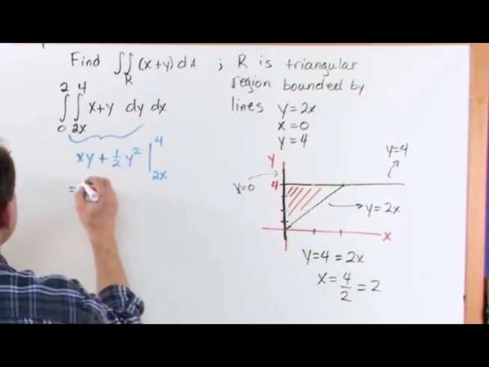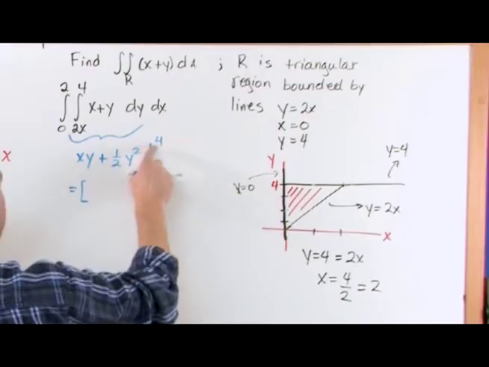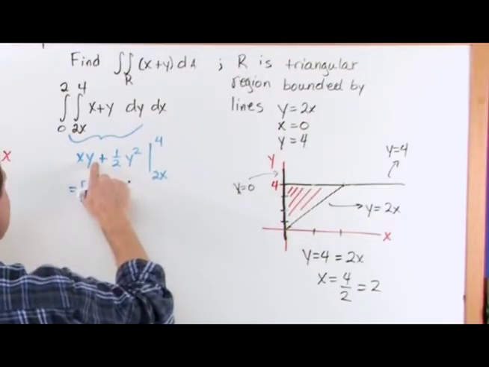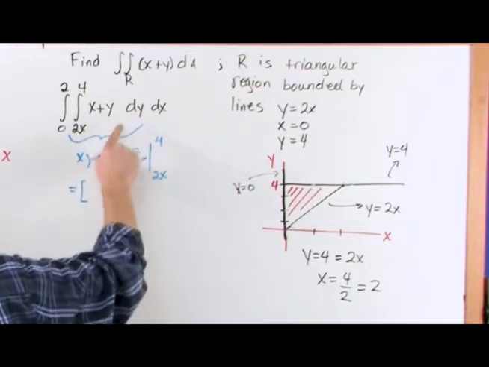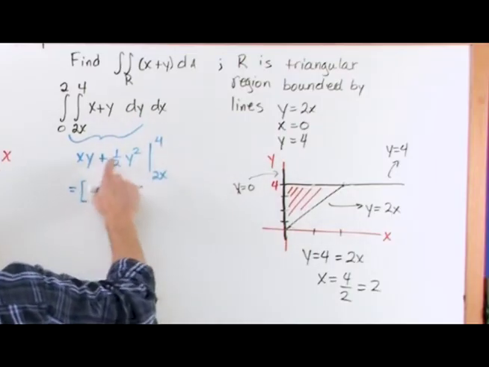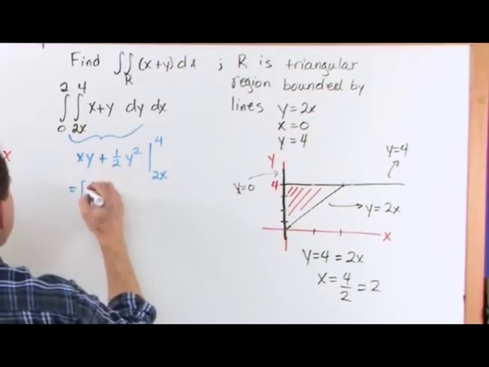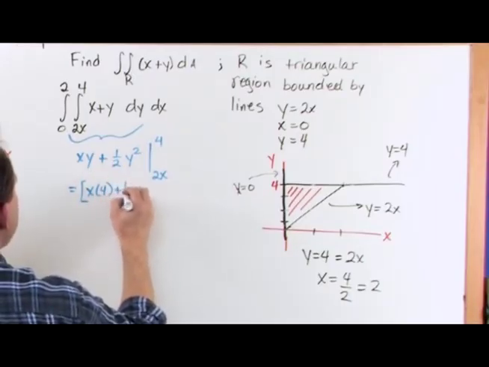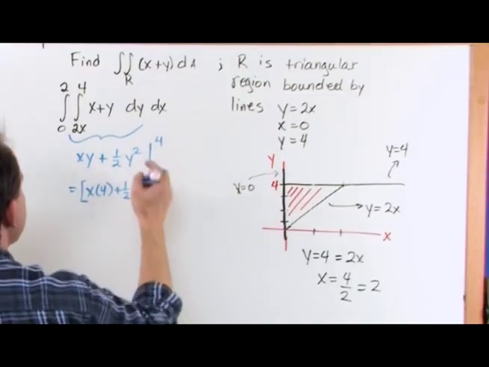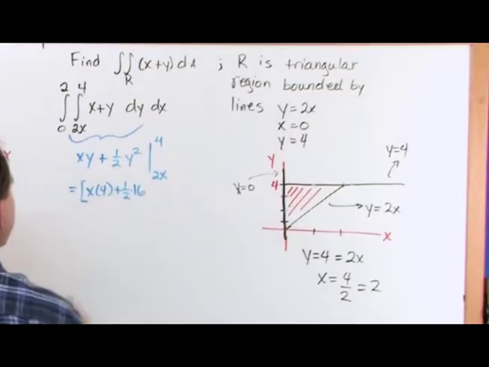Okay, so what I'm going to have here is plugging into y, by the way, because I integrated along y, so when I evaluate the limits of integration, I'm only going to plug into the y's. So I'm going to have x times y is equal to 4 plus 1/2. 4 squared is 16. I'm going to put 16 right there.